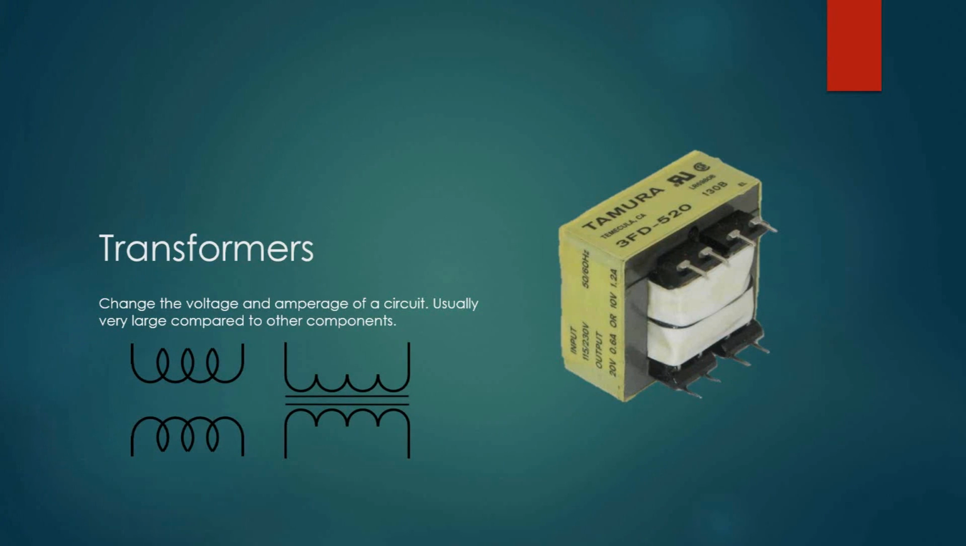Transformers change the voltage and amperage of a circuit. They are usually much larger than any other component, and they're often found when converting power from an outlet to something you would use with your smartphone or another electronic device. They are represented in schematics by a coiling or bumping line. 2 parallel lines in between represent an iron core, which improves the functionality of a transformer.